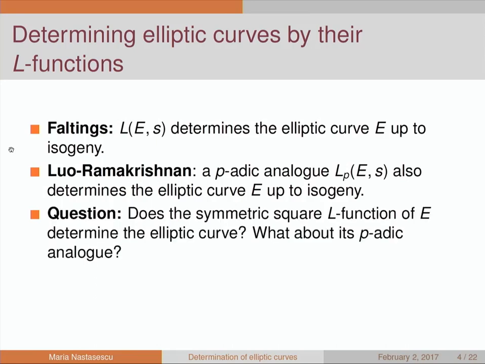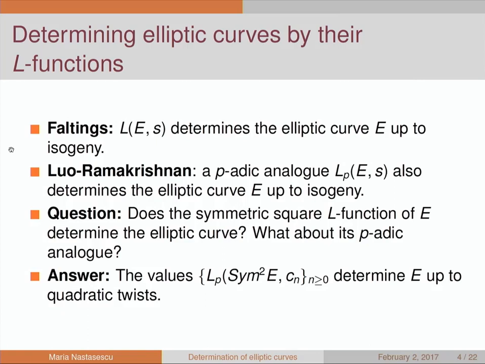So I did mention that one can define the symmetric square L function of an elliptic curve. A natural question is, can the symmetric square L function also determine the elliptic curve? And are there p-adic analogs? And can those p-adic analogs also determine the elliptic curve? The answer is yes. So I'll talk about a p-adic analog of the symmetric square L function of an elliptic curve. And then I will show that there are special values, infinitely many special values c_n, such that these values of the p-adic symmetric square L function determine the elliptic curve up to quadratic twists.